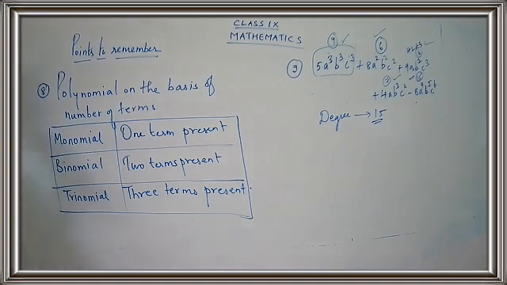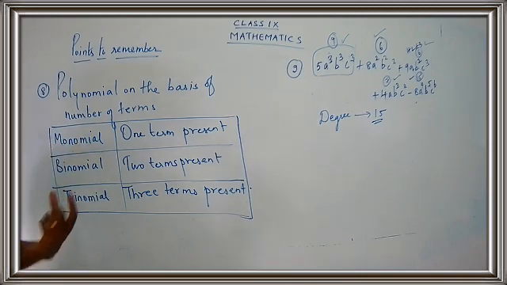So write down for monomial, binomial and trinomial. How many terms are there for monomial? Only one term. How many terms are there for binomial? Two terms. How many terms are there for trinomial? Three terms. Mono. You would have studied about monocotyledons and dicotyledons. Remember this mono. What is mono? A single seed. The plant that comes out from a single seed is a monocotyledon. So that's mono.